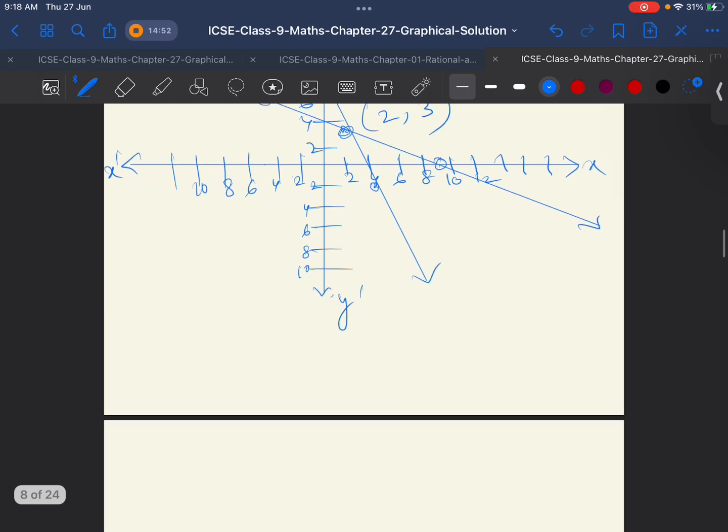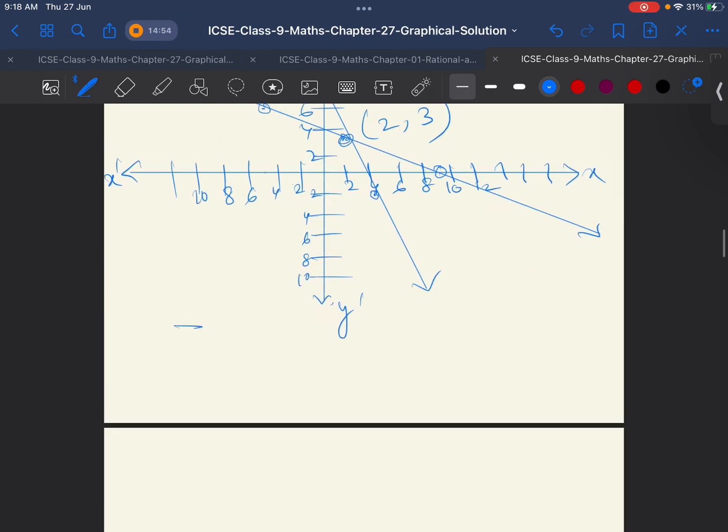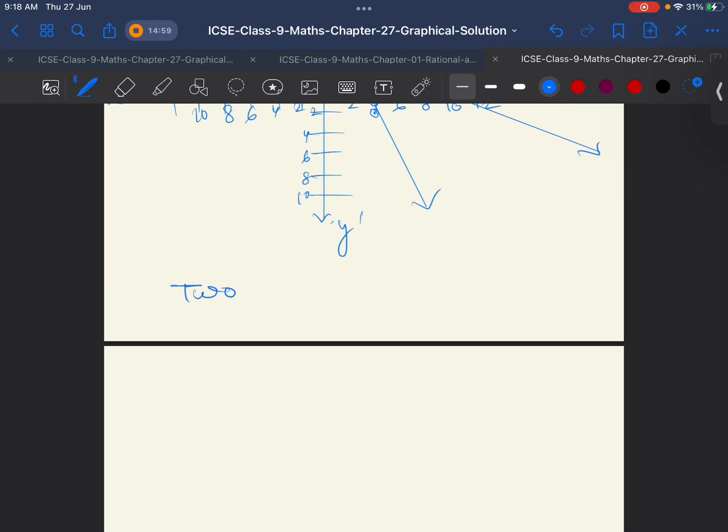The two lines intersect at the point (2, 3).